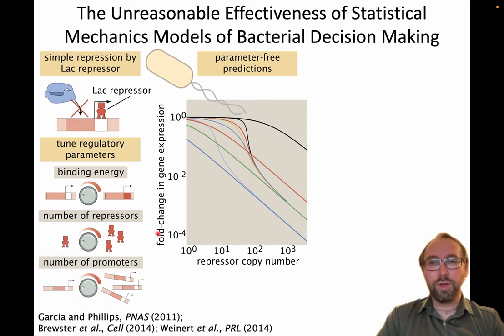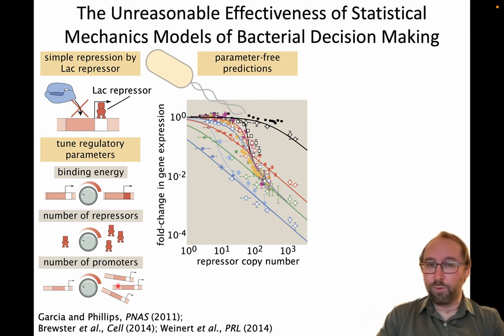For the level of gene expression as a function of the number of repressors for an architecture where you have a repressor that doesn't let the RNA polymerase bind to the DNA. Each one of these curves corresponds to different settings of these regulatory parameters: the binding energy of the repressor to the DNA and also the number of promoters. So how many copies of your gene do you have? How does that compare to the number of repressors that you have? The point was that using StatMech, we could come up with all these theoretical predictions before we took any data. This is a zero parameter fit.